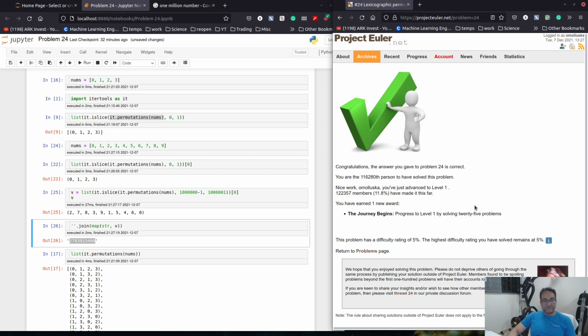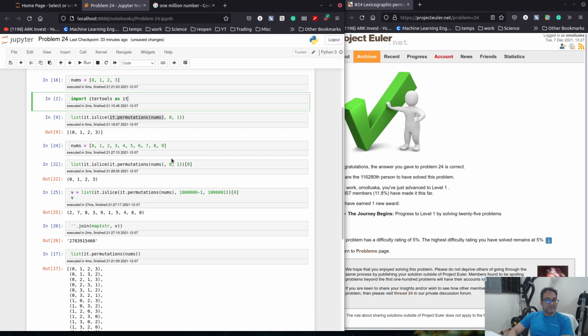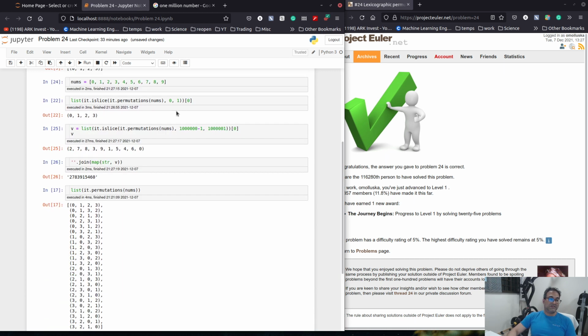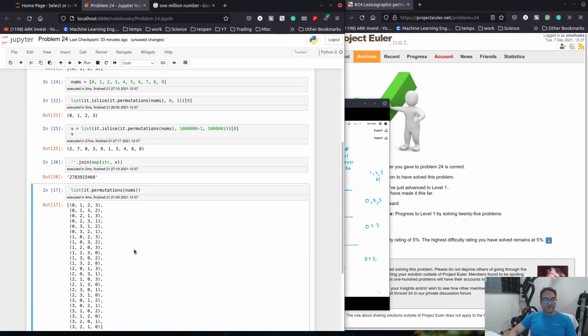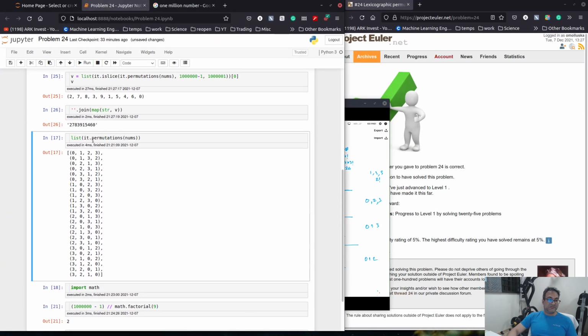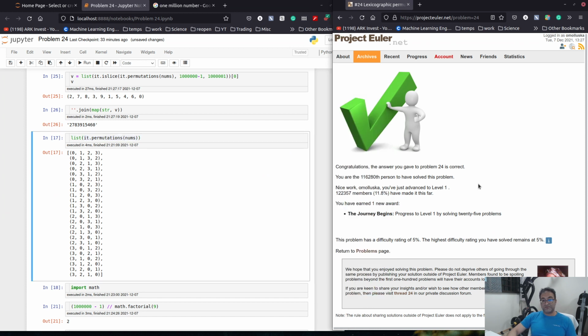All right. So again, we see that Python libraries by themselves have the right tool. I was supposed to do all of this stuff, but Python's itertools permutations actually does it for you, so you don't have to.